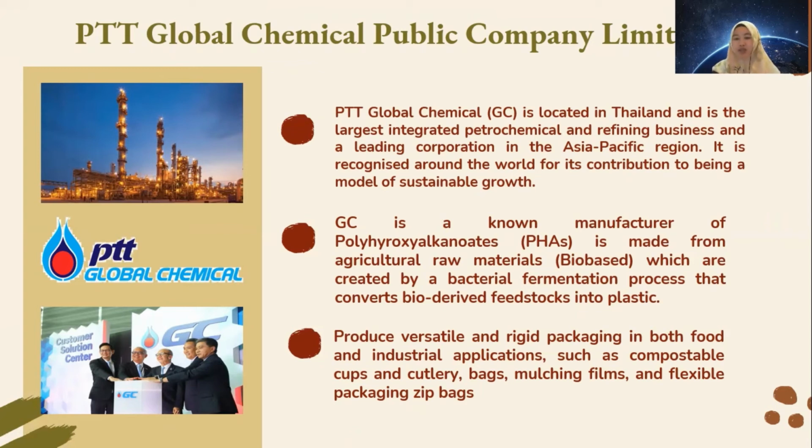Among them is PHA, which is basically made from agricultural raw materials, which are then created by a bacterial fermentation process in order to turn it into a plastic. Apart from that, it also focuses on PLA, PBS, which is a bioplastic which is highly heat resistant, and also PBAT, which is known for its versatile substrate and a high elongation at break and strong hydrophilic and handling properties. So all these bioplastics will then be processed into end-to-end products such as cups, cutlery, bags, melting films, and flexible packaging zip bags.